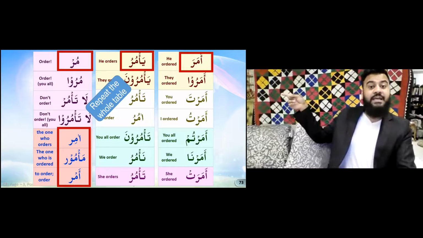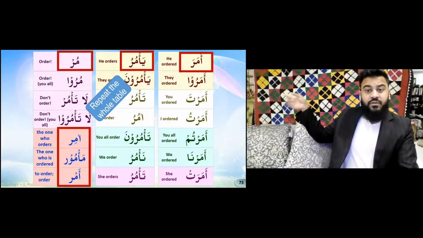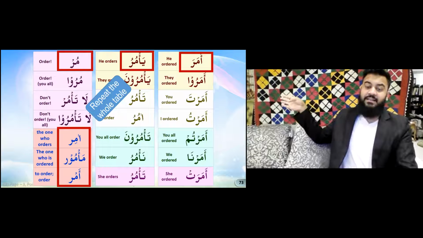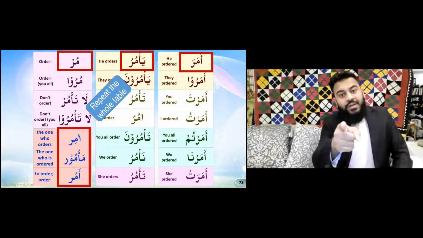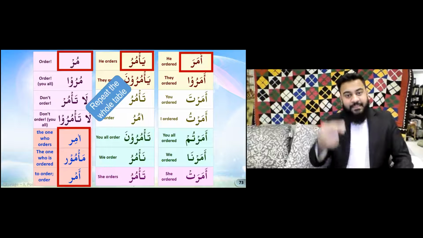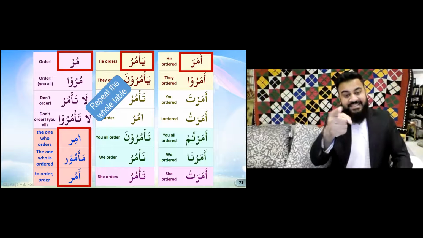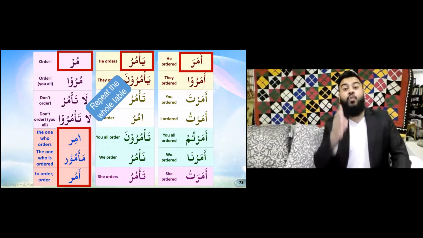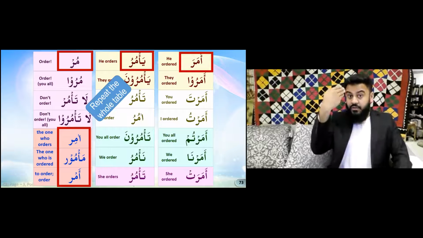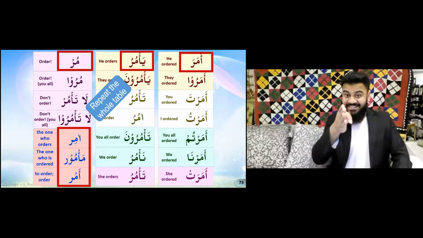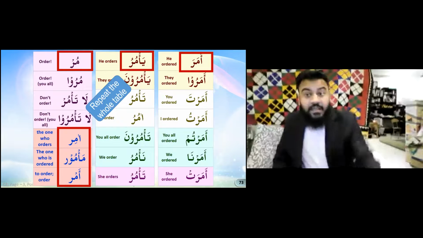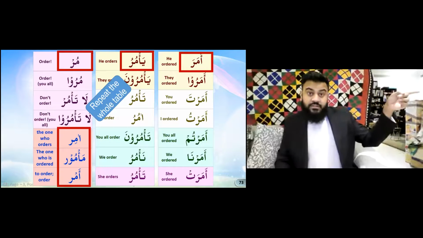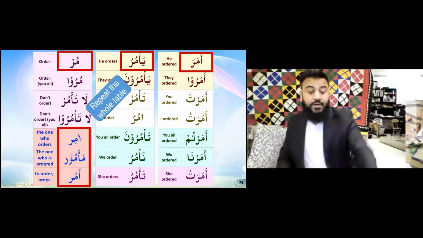So if I were to say he orders, they order. Ya'muru, ya'muruna. Jazakallah. Please repeat at home. Now, you order and I order. Ta'muru, amuru. Jazakallah. You all order, we order. Ta'muruna, na'muru. Jazakallah. And lastly, she orders. Ta'muru. There you go.